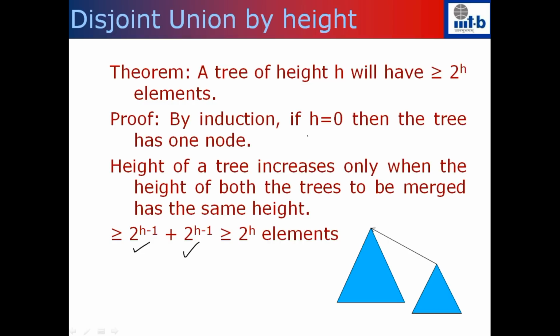So no tree can have a height of more than log of n. Height cannot be more than log of n, because if you take any tree with height h, then it should contain at least 2 to the power h elements, and 2 to the power log n is n, which is more than the number of elements we have.